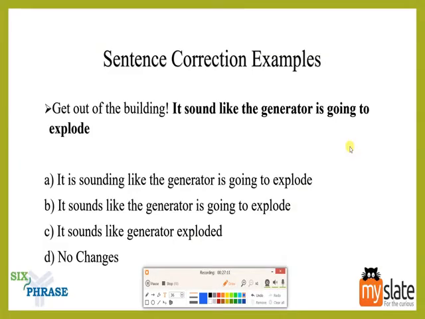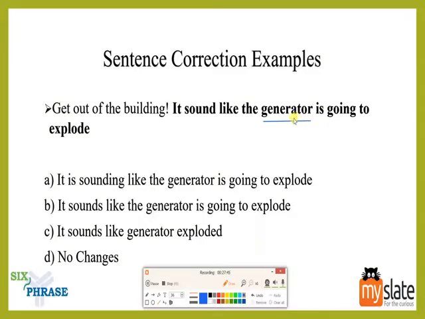Okay, so get out of the building is in simple present. So this should also be in simple present. They are talking about the generator here. Is this singular or plural? Generator. You guys know what a generator is, right? The thing which runs to produce electricity for you guys. So that is a generator. They have not added s here, right? So it is actually singular.